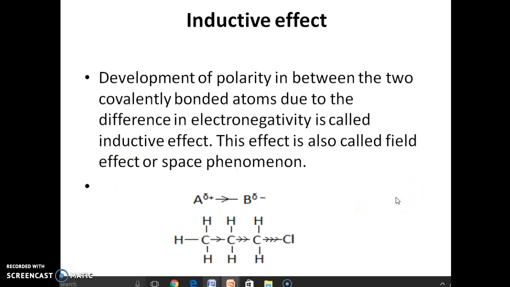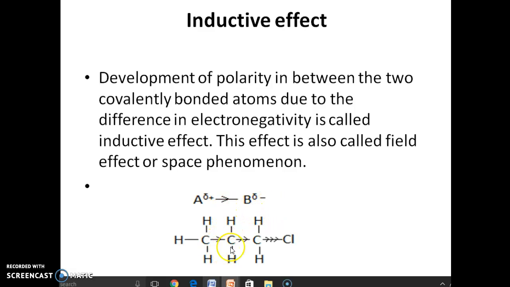So the development of polarity in between the two covalently bonded atoms due to the difference in electronegativity is called inductive effect. This effect is also called field effect or space phenomenon. See, if we take two covalently bonded atoms in which there will be development of polarity, which is due mainly to the difference in electronegativity, it is called by the name inductive effect.